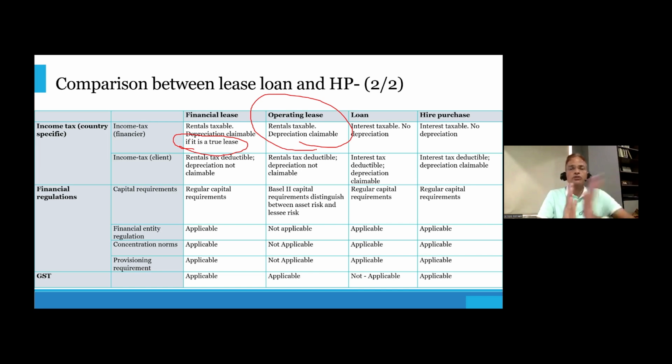Because the distinction between true or not true is still a subjective distinction. It would therefore be preferable to structure the lease as an operating lease if the lessor intends to claim depreciation on the asset. On the contrary, if the lessee wants rentals to be deductible, the lessee would rather go for an operating lease because that's where rentals are tax deductible.